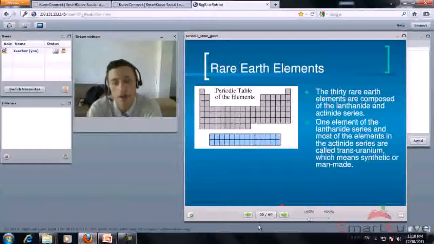The rare Earth elements at the bottom, the lanthanide and the actinide series. One element of the lanthanide series and most of the elements of the actinide series are called transuranium, which means synthetic or man-made. These elements are not found in nature. They've only been made by scientists in laboratories.